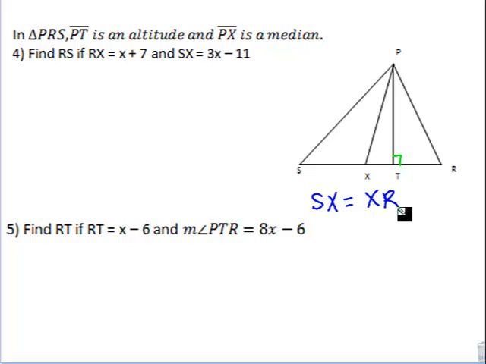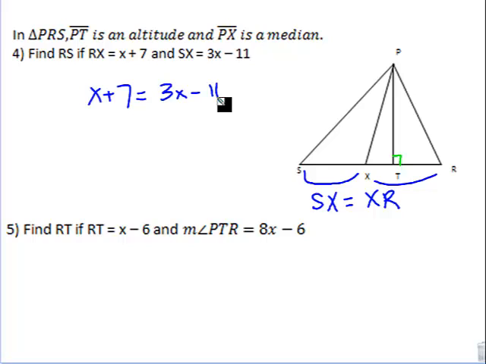Now looking at problem 4, we want to find what RS is equal to if RX is equal to x plus 7 and SX is equal to 3x minus 11. Well, looking at the diagram we see that we have just finished labeling SX is equal to XR, and those are also the two equations that we were just given. So since we know that these two must be equal to each other, we can set those two equations equal to each other and solve for x.